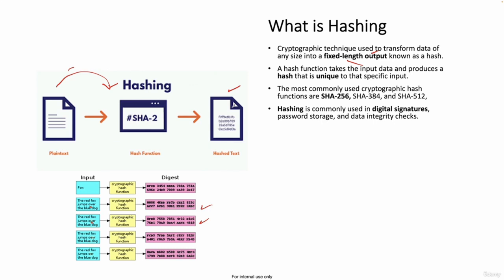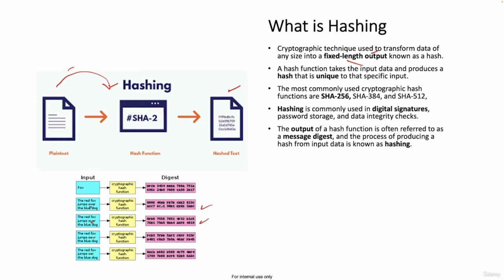Hashing is commonly used in digital signatures. Now you might remember when we did videos on digital signatures, we talked about hashing, but here we are doing a more deep dive on hashing. What exactly is hashing? Hashing is commonly used in digital signatures, password storage, and data integrity checks. You just need to ensure that your data is not tampered with. As you can see, if I simply change V to a U and the rest of the text is the same, still I get a different digest.